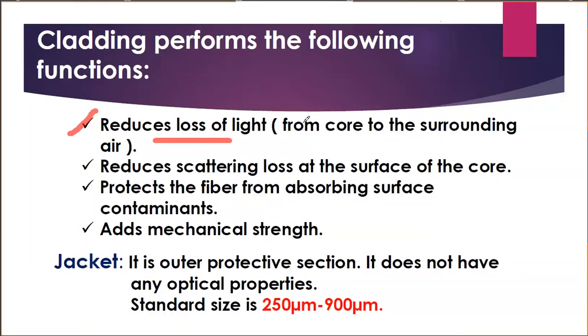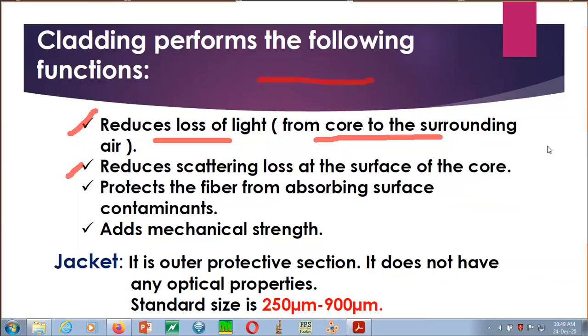So you can imagine, suppose there is only core and no cladding, then the chances of losing light will always be there. That is why if you place the cladding on top of that, it reduces the loss of light, because from the core to the surroundings there will be loss. But if cladding is there, it can reduce this loss. Second is the scattering loss at the surface. Whenever surfaces are in contact, chances are there may be some scattering from the surface of the core. So it also reduces those scattering losses.